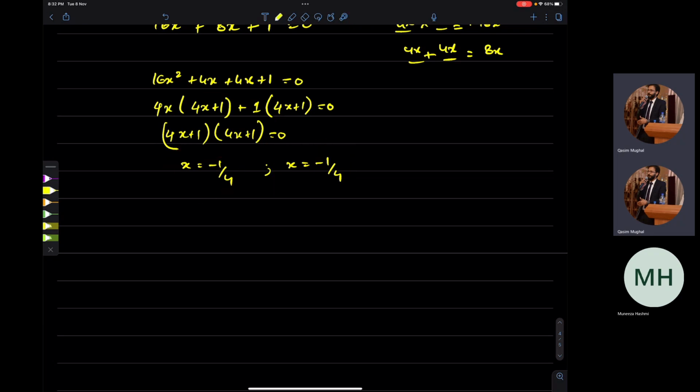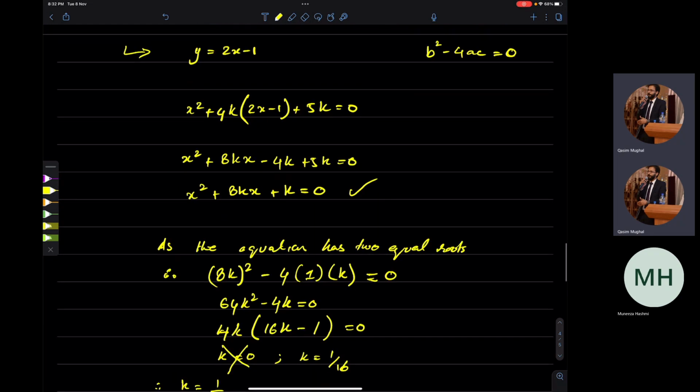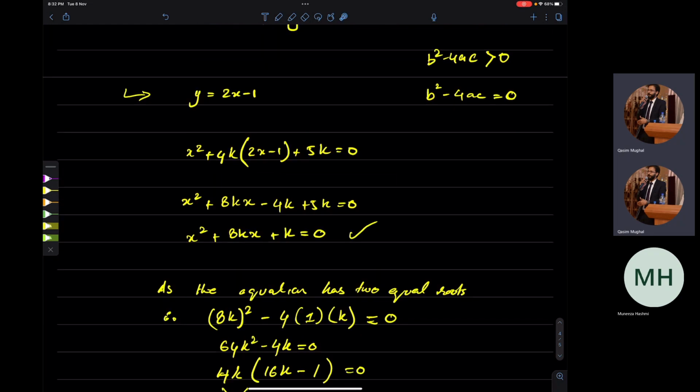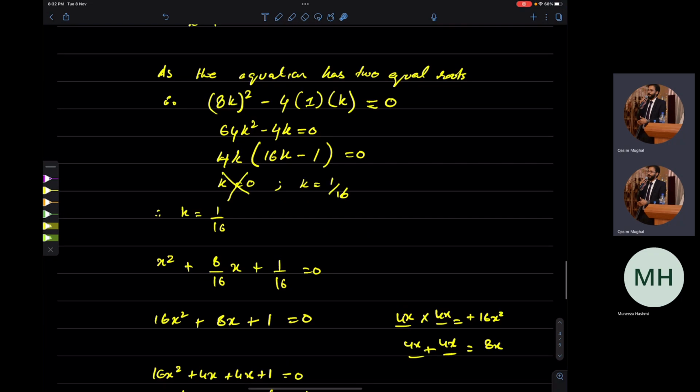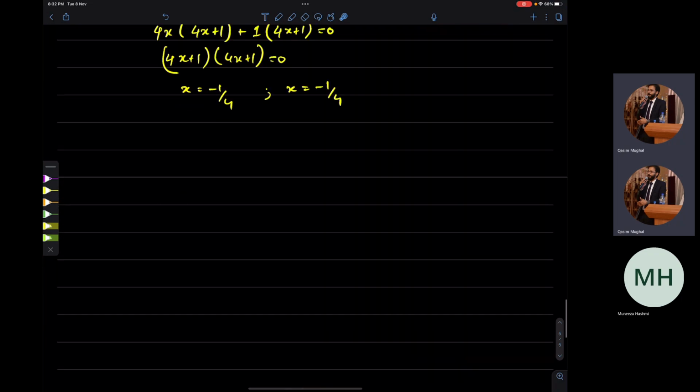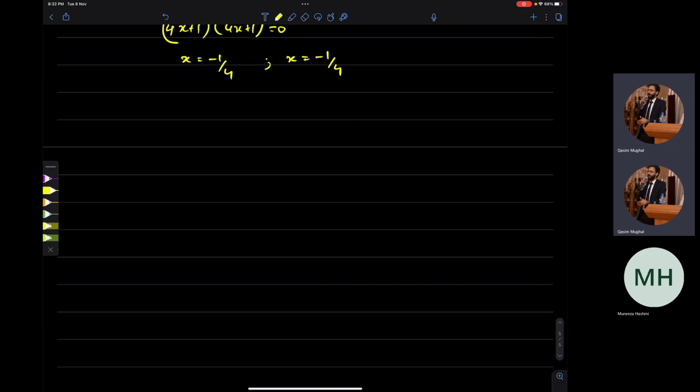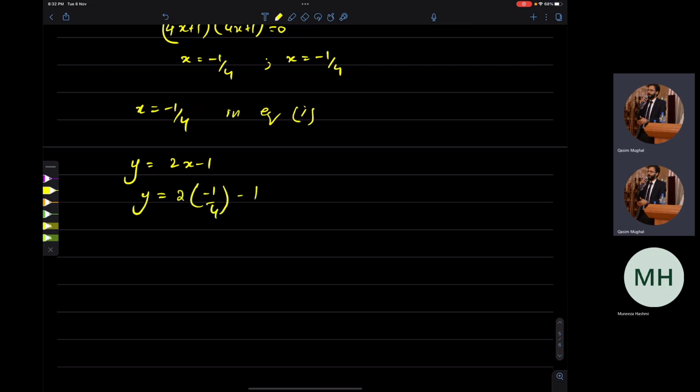I'm going to put one of these, definitely both the same. So I'm going to put x equals minus 1 by 4 in any of the equations given, but I'm going to go for the first one. That's already an equation of y, 2x minus 1. So y equals 2x minus 1, and y would be equal to 2 times minus 1 by 4, and then minus 1. Y equals minus 1 by 2 and minus 1. Y equals minus 3 by 2.